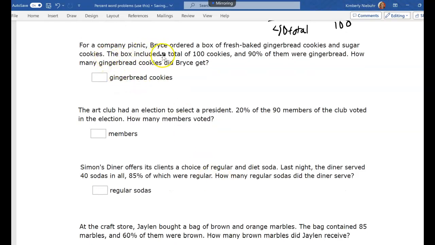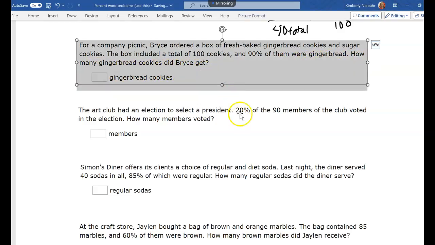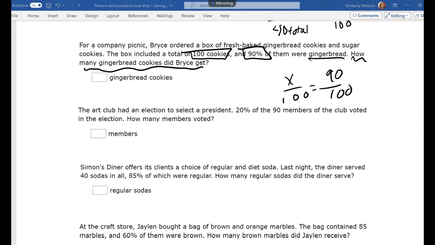For a company picnic, Bryce ordered a box of fresh baked gingerbread cookies and sugar cookies. The box included a total of 100 cookies, and 90% of them were gingerbread. How many gingerbread cookies did Bryce get? All right, so you're just going to set it up that way. Percent, remember percent over 100, and then 100 cookies. Remember the total goes here. Whoops, total.